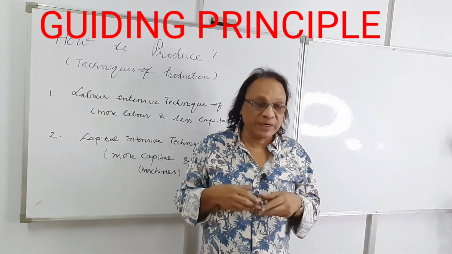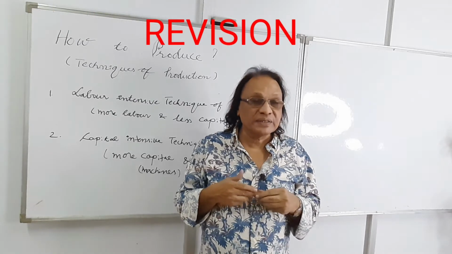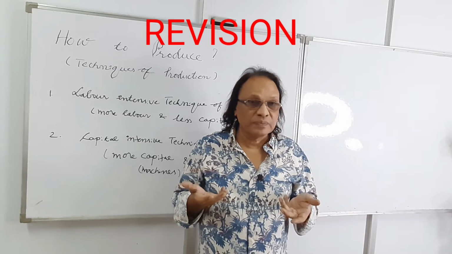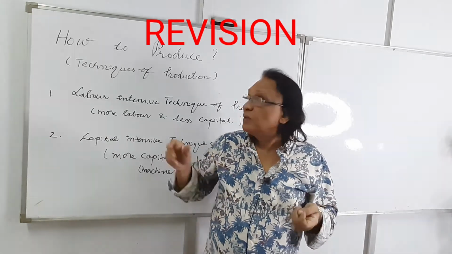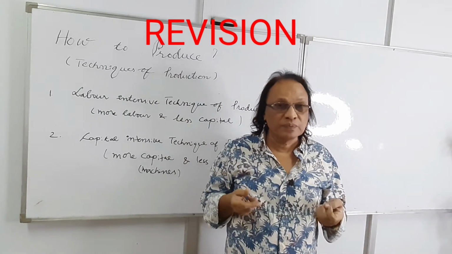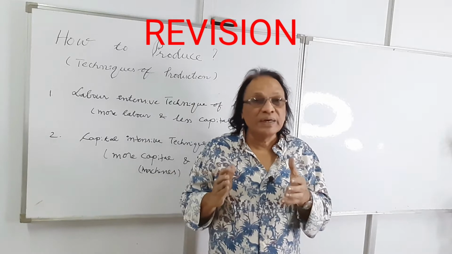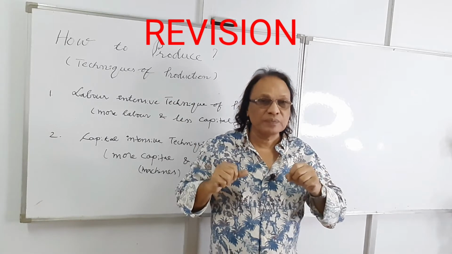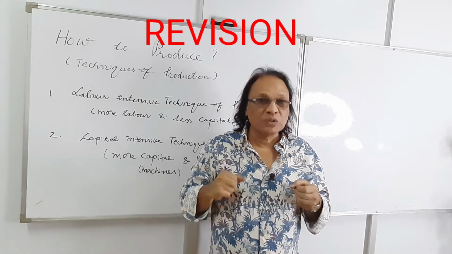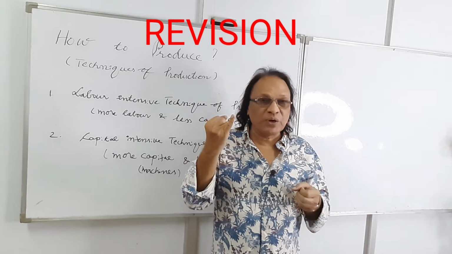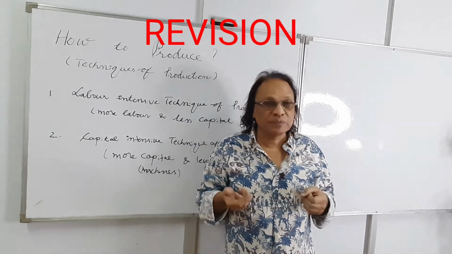So I repeat once again, we are discussing the second central problem. They can ask you, explain the central problem of how to produce. How to produce basically deals with the techniques of production. There are two techniques available to the economy. One is the capital intensive technique of production. Number two is the labor intensive technique of production.